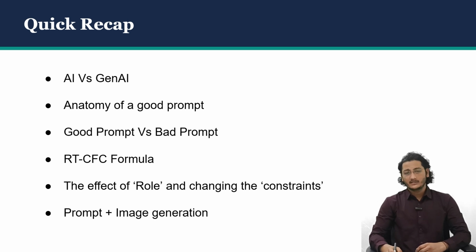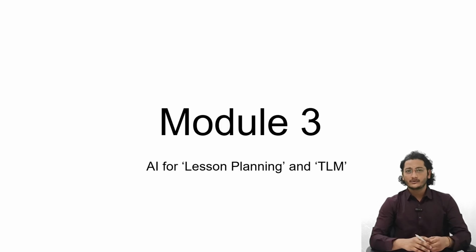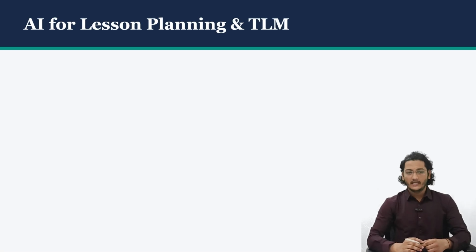Then we have seen with examples that by changing the role or the constraints or any one variable, how the output will vary. Then we have done an image generation activity so that we can learn how to think more specifically while prompting. Now let's apply those skills in teaching activities. So, AI for lesson planning and TLM, teaching learning materials.